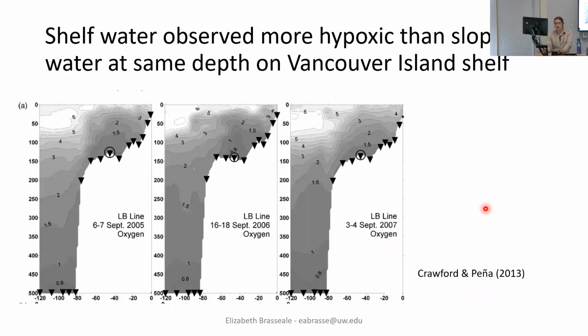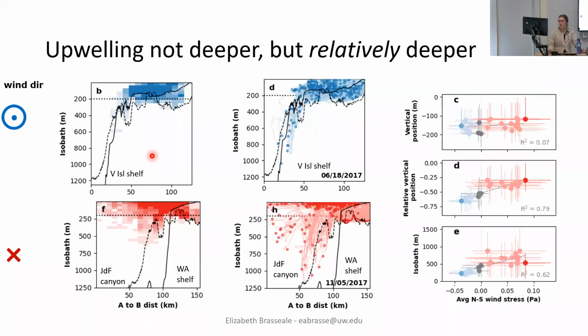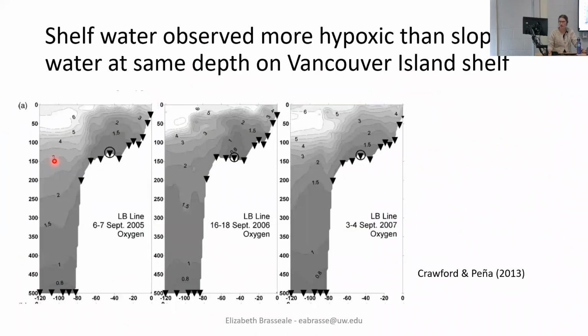And the relative depth is important, I want to point out. For example, an experiment done on the Vancouver Island shelf found the shelf water to be more hypoxic than the slope water at the same depth. So if you're looking at this and saying this water here is coming from the same as this water, actually it's probably less hypoxic out there than it is over the shelf, because of how things use the oxygen over the shelf.